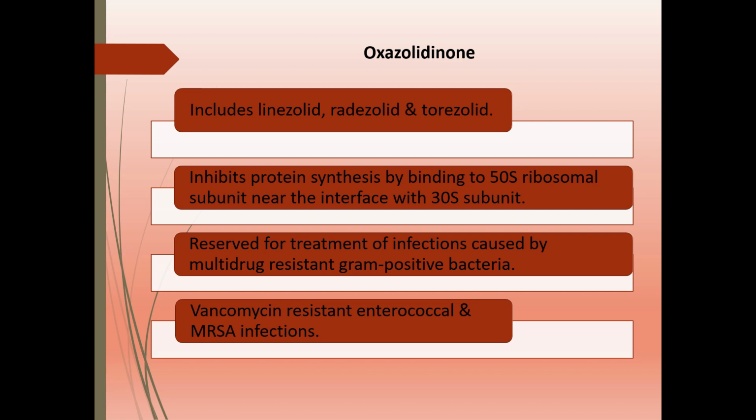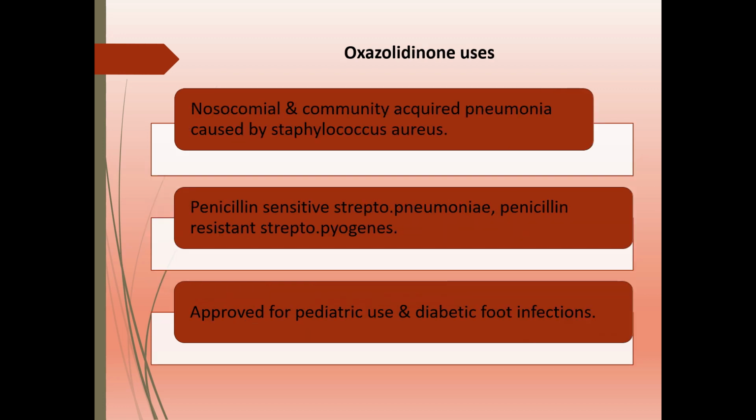The obstetrician wanted to give a higher antibiotic because after a cesarean section sepsis is more common, so we should first treat that. So by suspicion only she gave linezolid, because it's very effective for multi-drug resistant gram-positive bacteria, even methicillin resistant Staph aureus infections, vancomycin resistant enterococcal infections, and also nosocomial and community acquired pneumonia caused by Staph aureus, penicillin sensitive Strep pneumoniae and penicillin resistant Strep pyogenes. It is a reserved drug for highly resistant infections. It is also given for pediatric use and diabetic foot infections.